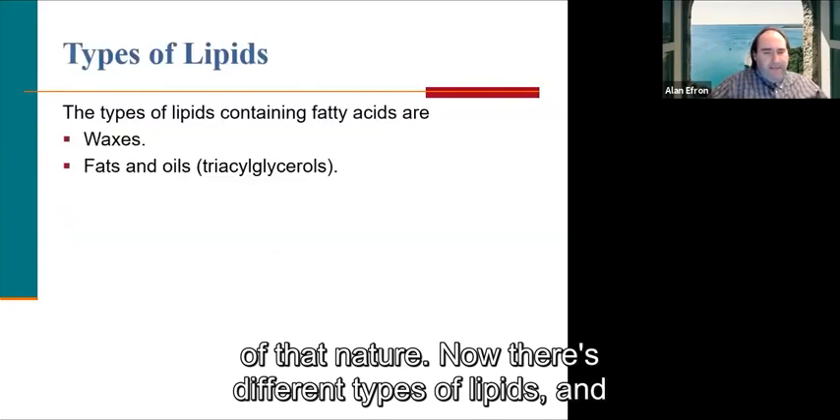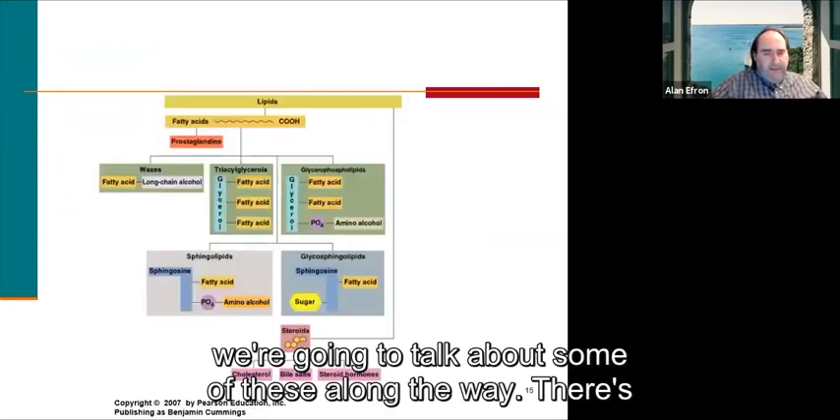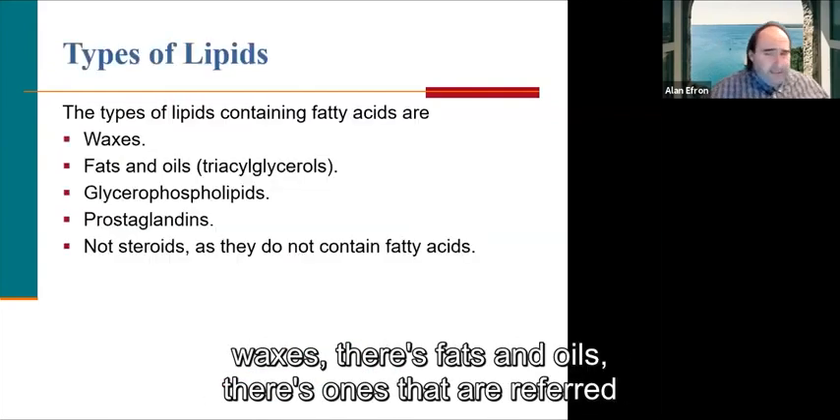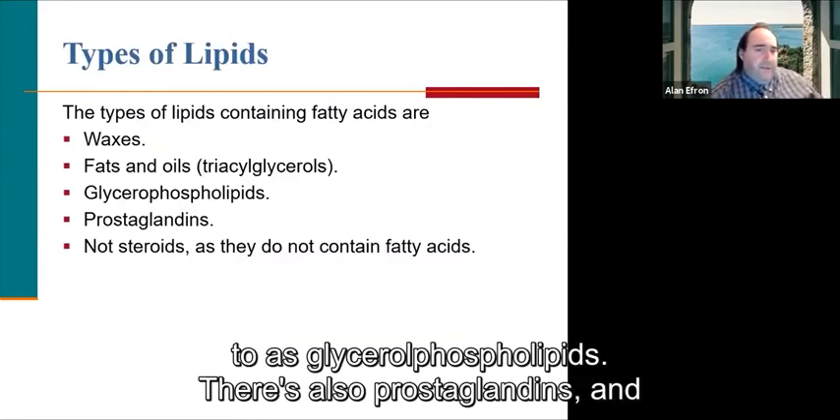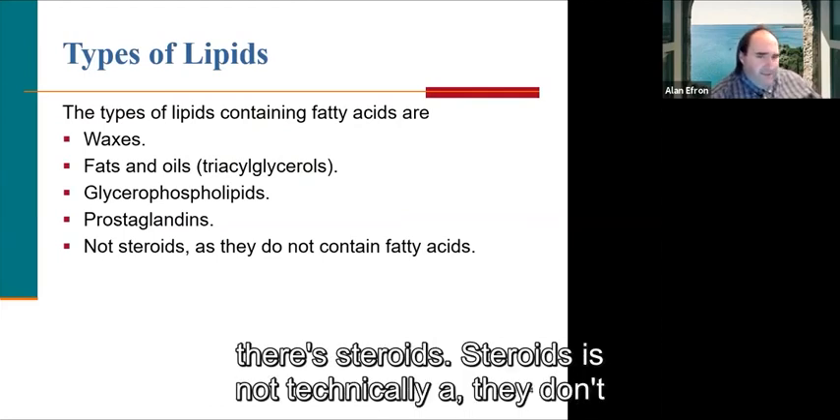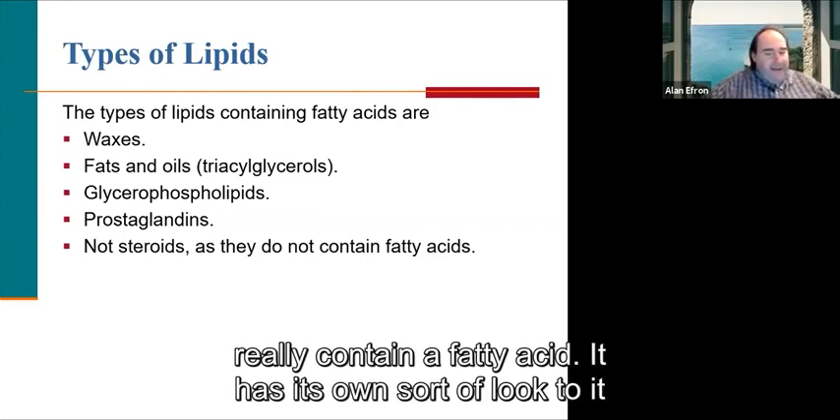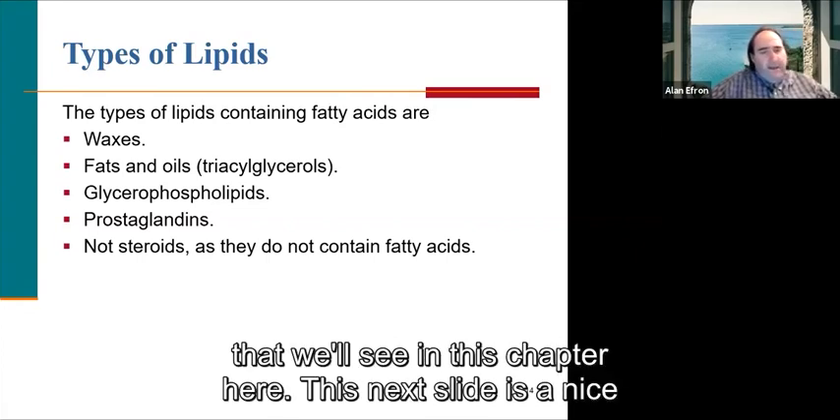Now, there's different types of lipids, and we're going to talk about some of these along the way. There's waxes, there's fats and oils. There's ones that are referred to as glycerol phospholipids. There's also prostaglandins, and there's steroids. Steroids don't really contain a fatty acid. They have their own sort of look to them that we'll see in this chapter.